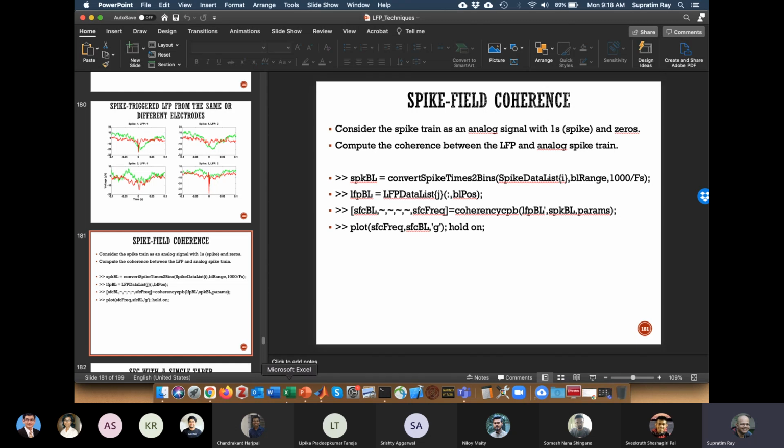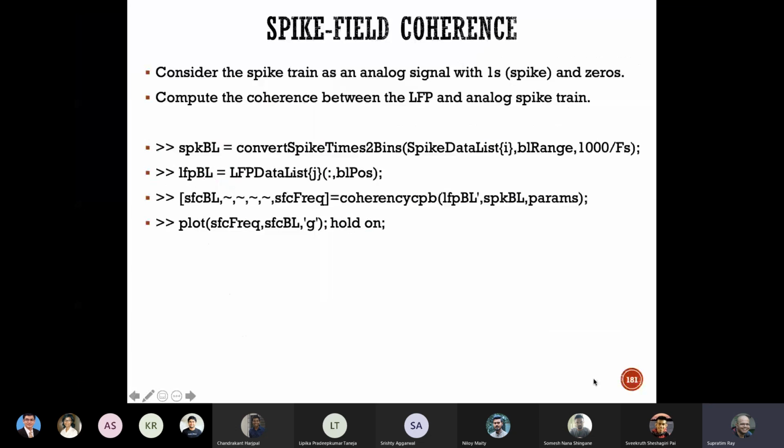I guess I can just draw it, make it here only. I'm going to open a Jamboard, but let me just do it here. So the idea here is very straightforward.